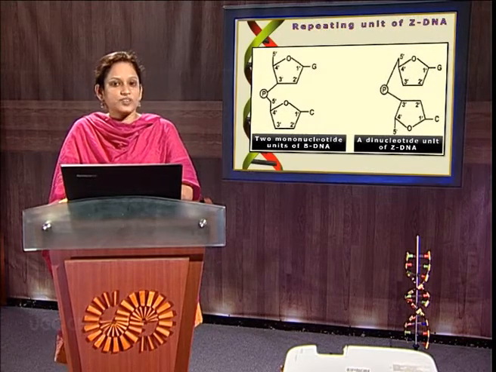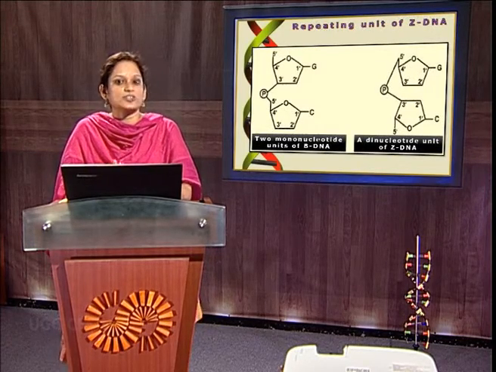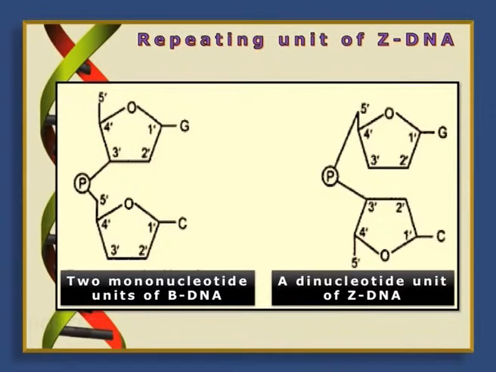Another distinguishing feature is that the Z DNA consists of a dinucleotide repeat, since the alternating nucleotides here assume different conformations with respect to the mononucleotide found in A and B DNA.